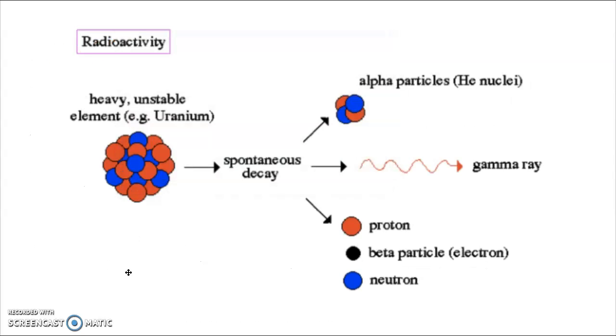Sorry, that thing just popped up. I hit the space bar by accident. This is what radioactivity can look like. I have a heavy, unstable element, and it spontaneously decays, and I can form an alpha particle over here. I can form some gamma rays, or I can form a beta particle on top of protons and neutrons.